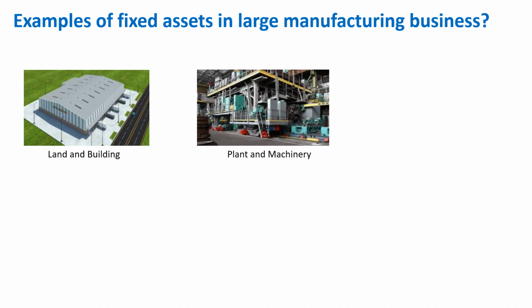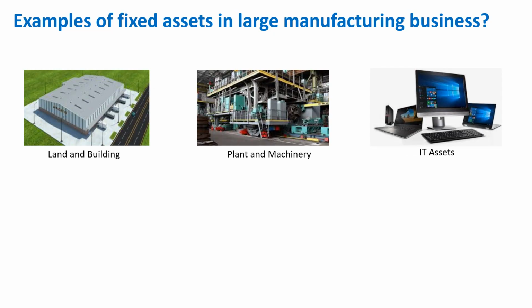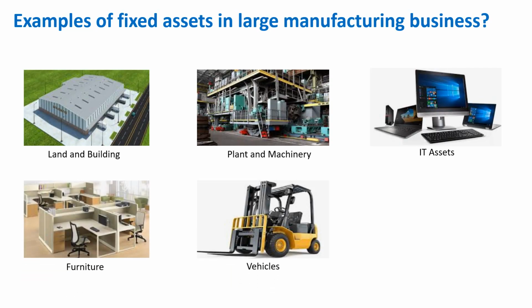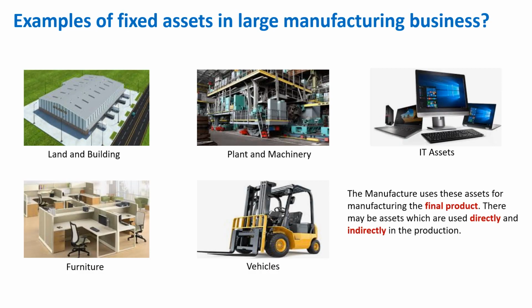Then plant and machinery. The machines will be used to convert the raw material into finished goods. Then IT assets, furniture, vehicles. Okay, so these are a few examples. There could be many. Now, the manufacturer uses these assets for manufacturing the final product. There may be assets which are used directly and indirectly in the production. So somebody may ask how furniture is an asset, or how the IT asset used in the admin building is an asset. These are also assets, because indirectly they contribute to the production.